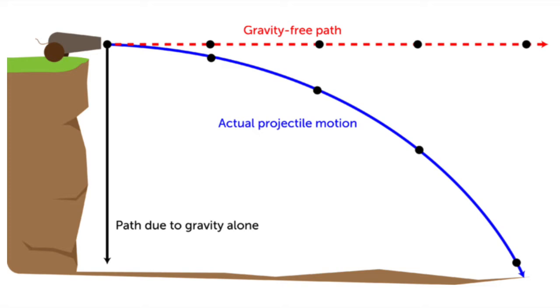What we'll be looking at over the next week is how we can use what we know in the X direction, like the red line, and what we know in the Y direction, the black line, how we can use those things to figure out what's actually happening with the blue line.